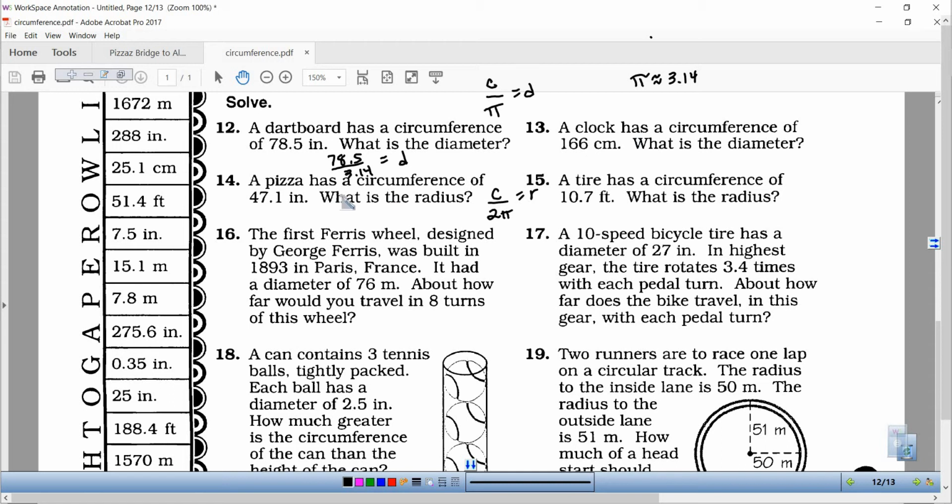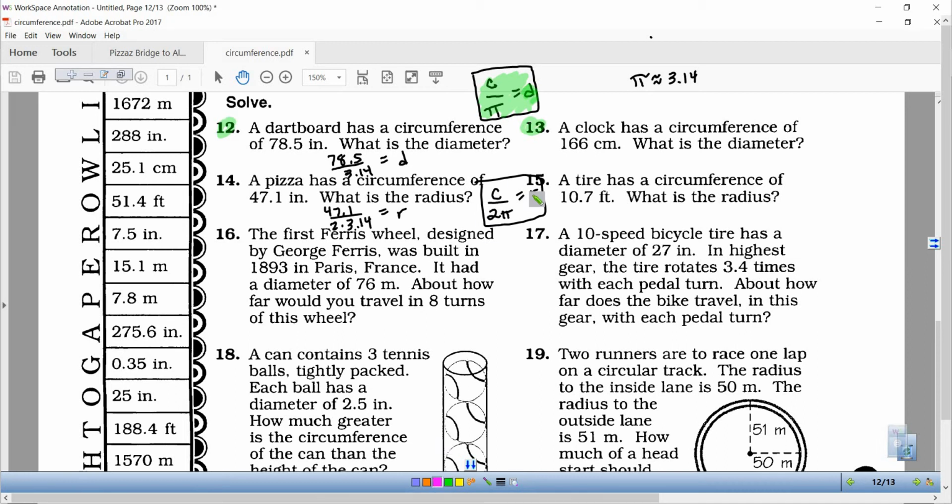All right. For number 14, I'm going to do 47.1, but I'm going to divide it by 2 times 3.14, and that's going to give me my radius. Same thing over here. I'm going to do 10.7 divided by 2 times 3.14. So again, these are very useful formulas that you can use if you need to find the diameter. You take the circumference and divide it by pi, all right? And that's going to be for 12 and 13.